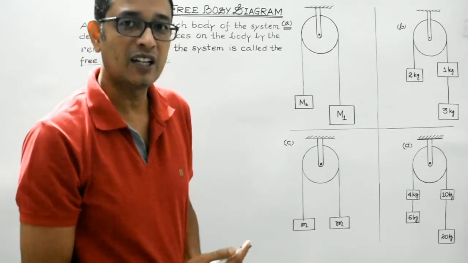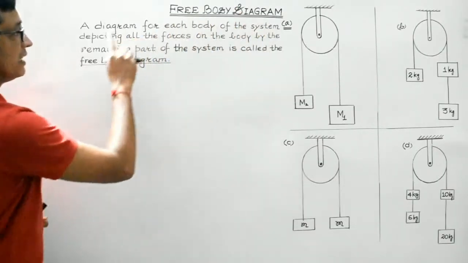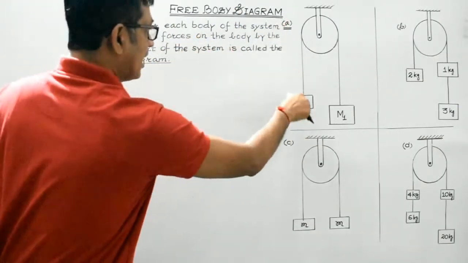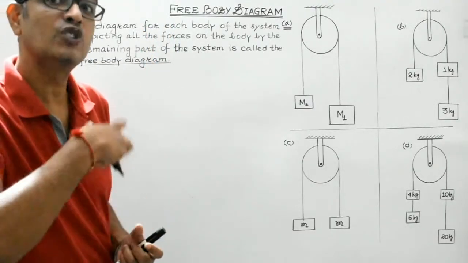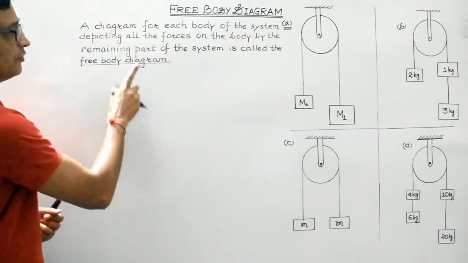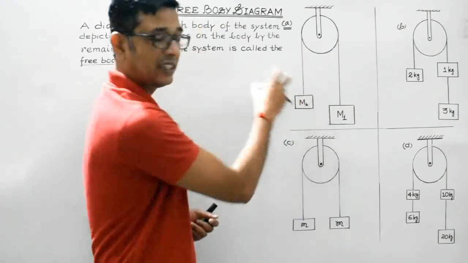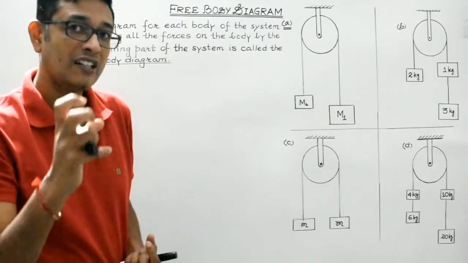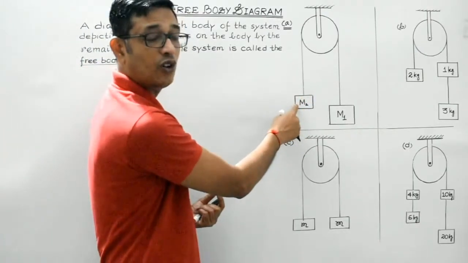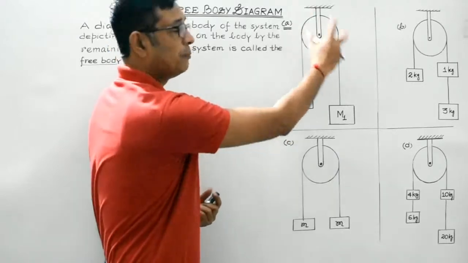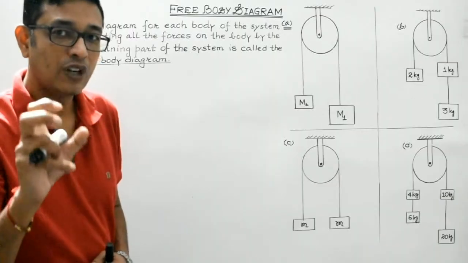Now students, a free body diagram means a diagram for each body of this system depicting all the forces on that particular body by the different parts of the system. If I wish to draw the free body diagram for mass M2, then I need to draw a diagram depicting all the forces which are acting on mass M2 due to the different parts of the system. So that diagram would be called a free body diagram.